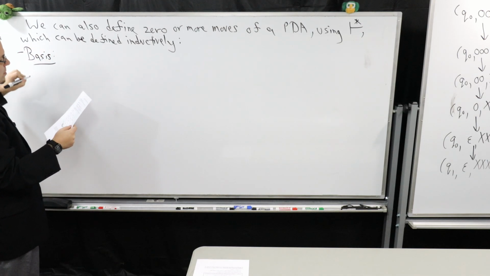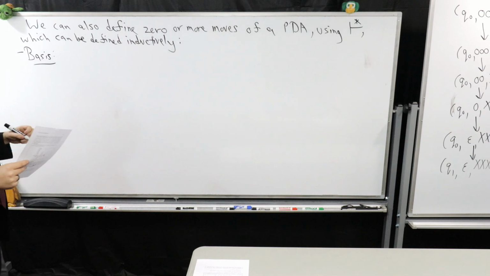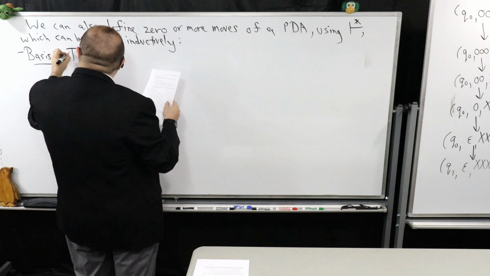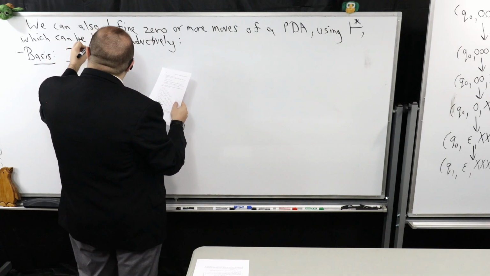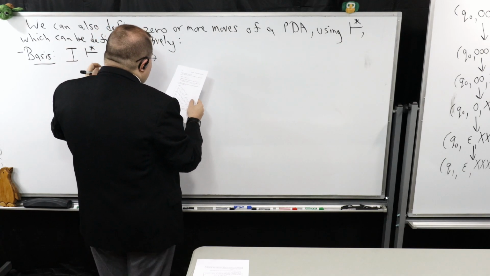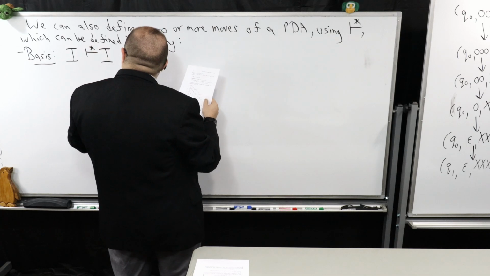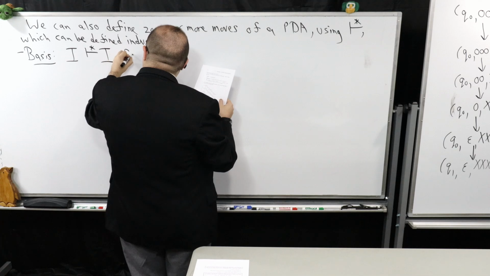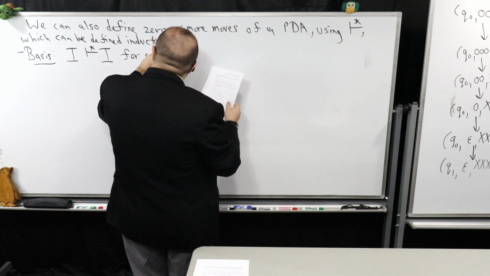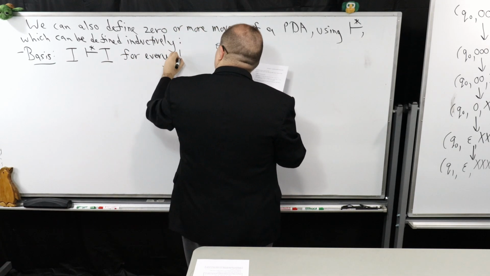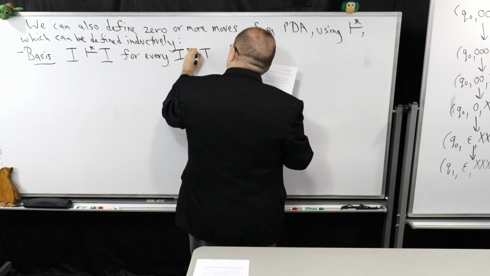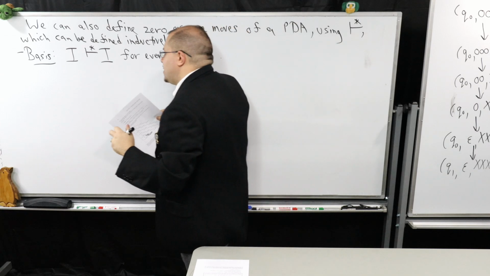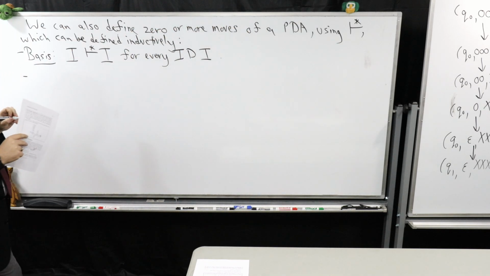So first, I want to be able to describe to you if 0 moves happen. So I just stay where I'm at. So if I give you some ID, I can indeed stay at my ID if I make 0 moves. So this is true for every instantaneous description I. So this is for 0 moves. That means I haven't done anything.